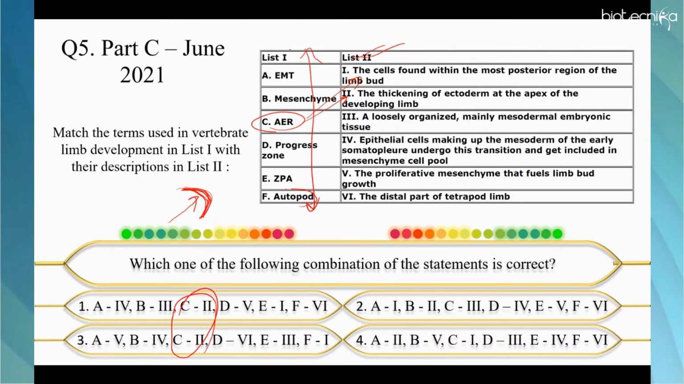Or else the autopod. We know the fingers are called the autopod. So clearly F will be 6. It is the distal part of the tetrapod limb. So F will be 6. Option 1 is the right answer. So see, with only two things we were able to solve this match the following question. What happened? Others haven't studied this part.